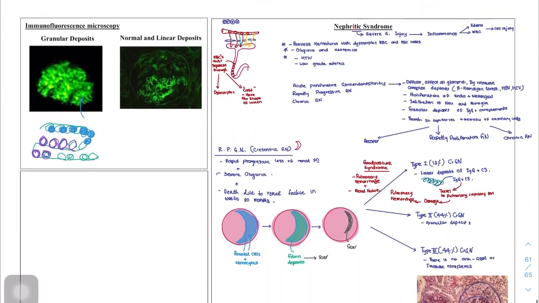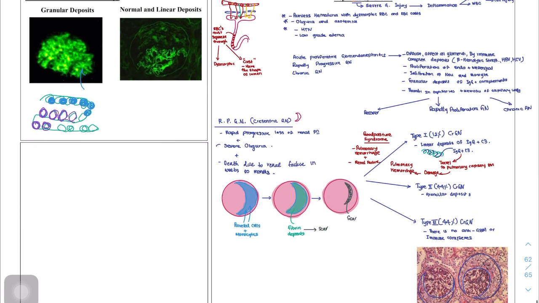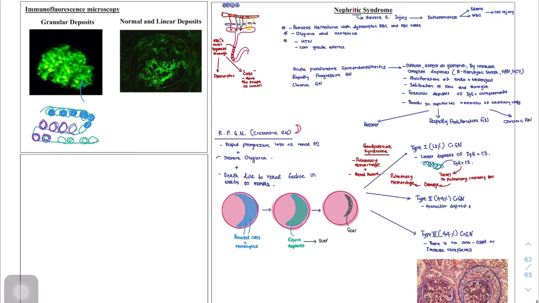Next, if the damage is really too much, this could be primary or secondary, there's going to be inflammation. When that happens, there's going to be hematuria, and in urine you get dysmorphic red blood cells and red blood cell casts. I talked about how it happens. You get oliguria, azotemia, and hypertension.